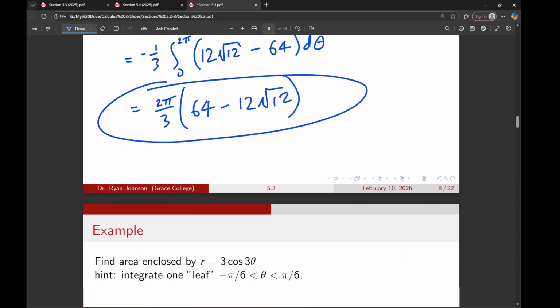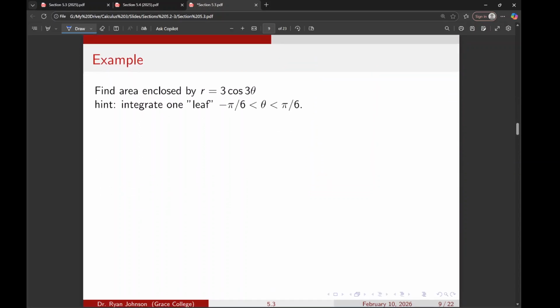Okay, moving on to the next one. This is one where you do need to be more careful. Find the area enclosed by r equals 3 cosine 3 theta. Now one should ask, what does that look like? Well, let's try to graph it as best we can. We graph r for different thetas.